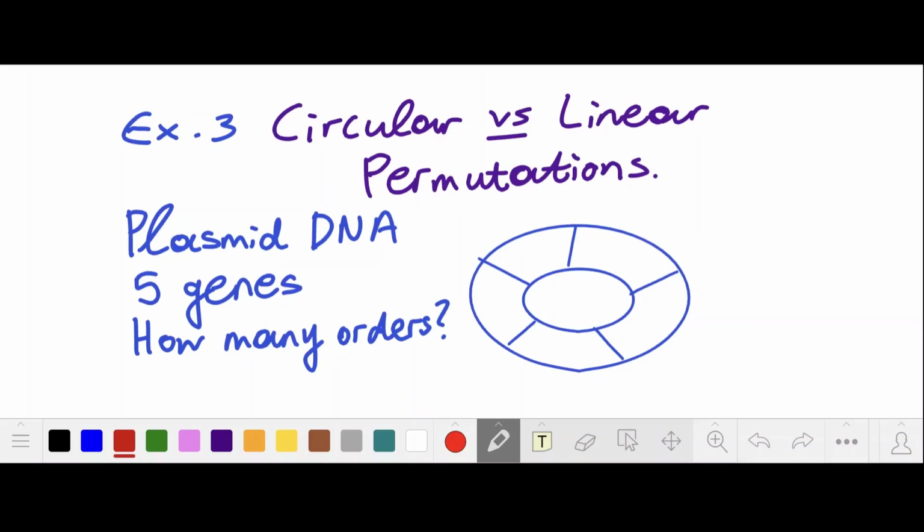In the next problem, we have an imaginary plasmid that consists of 5 genes. We want to find the possible orders that these genes can be placed inside the plasmid. Until now we have only talked about linear permutations. This time, instead of linear, we want to find circular permutations. There is a small difference between those two, and we'll see it right away.